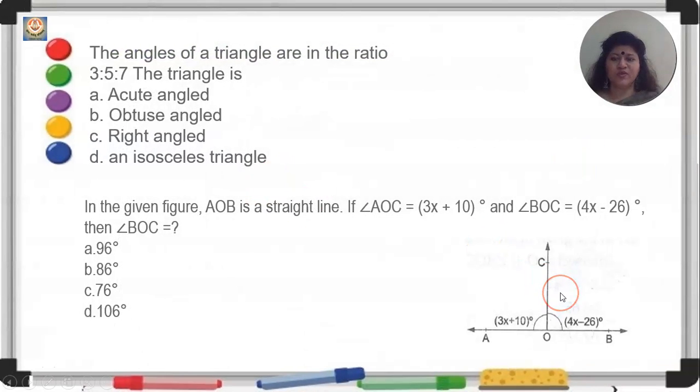This is a diagram based question. If you remember, such type of questions we had given in the first periodic exam. They're angles in a linear pair, so they will sum up to 180 degrees. Angles of a triangle are in the ratio 3:5:7. So when it is 3:5:7, you write let the common multiple be x, get the value of x, and find out what type of triangle it is, because you will get the three angles. And based on those three angles, you will know what type of triangle it is.